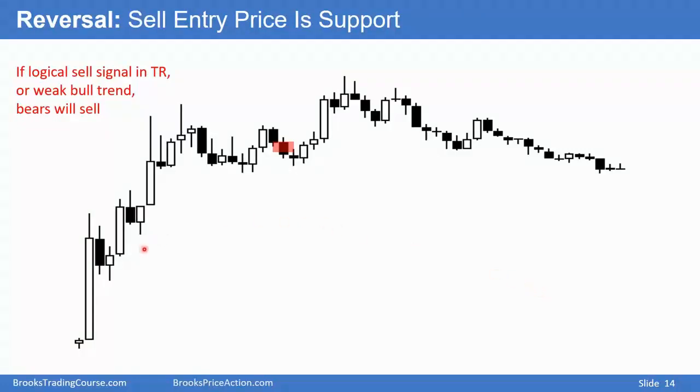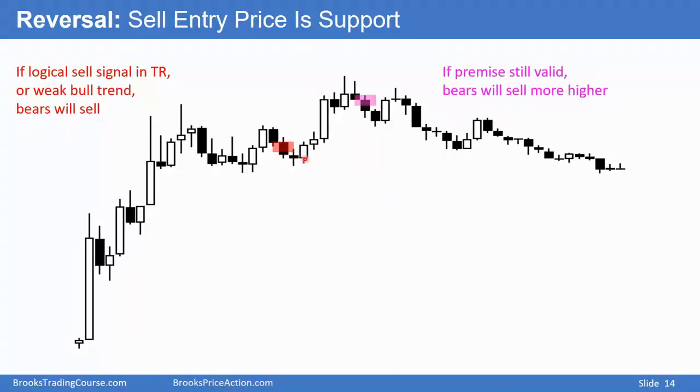Whenever there's a logical sell signal in a bear trend, a weak bear trend, or a trading range, bears will sell. For example, here we have a bull trend, maybe a wedge, 1, 2, 3. One leg down, maybe a double top, lower high. Maybe we'll get down to this higher low or that higher low. Decent bear bar. Some bears will sell here, betting that if we break out to the upside, this is the start of a trading range. The trading range will simply be higher, and they can sell more higher, expecting the market to come back to their original entry price.